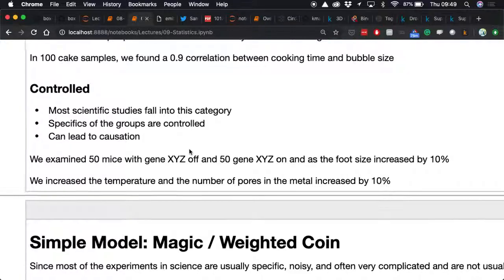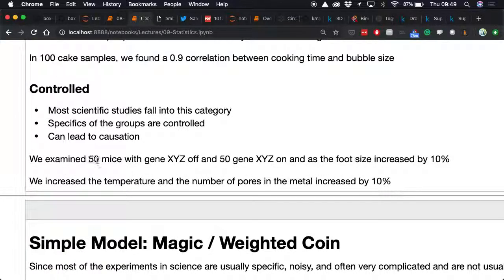If you look at an example experiment: we examined 50 mice with gene XYZ off and 50 with XYZ on, and the foot size increased by 10%. If you did that, and that was the only difference between the two groups of mice, then you could start to get into causality because you've really tried to control this group.